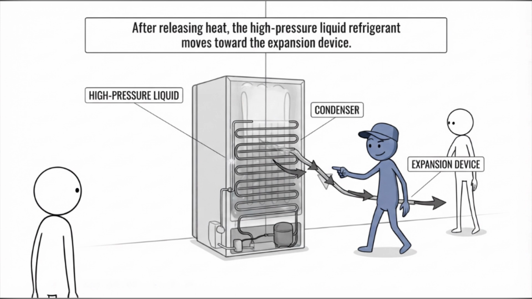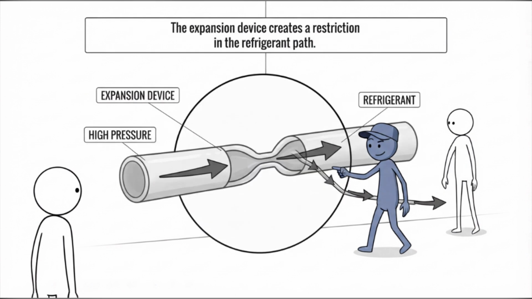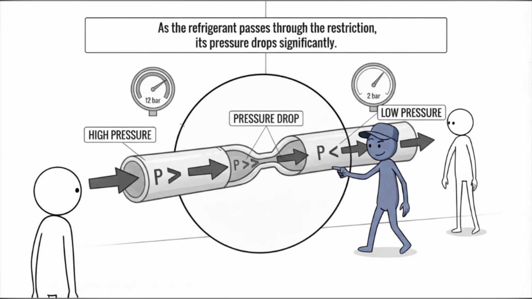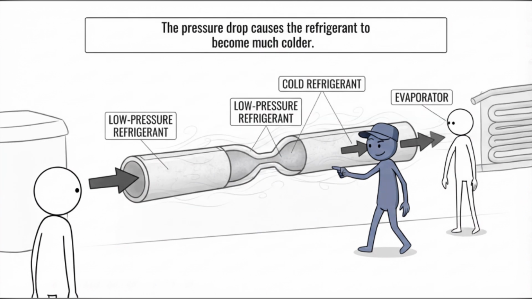As it loses enough heat, it changes from a high-pressure vapor into a high-pressure liquid. The heat has not disappeared. It has been transferred from the refrigerant to the room. This is one of the most important parts of the refrigeration process.